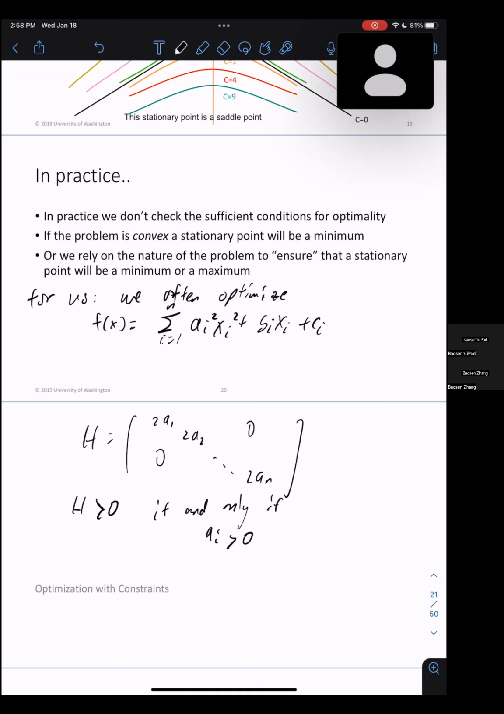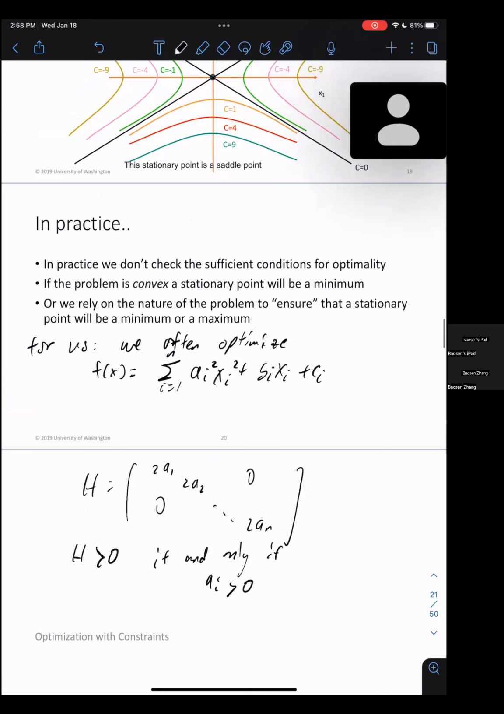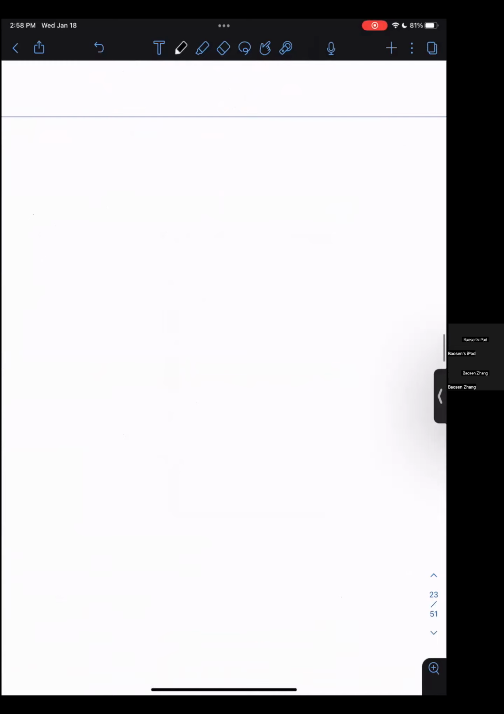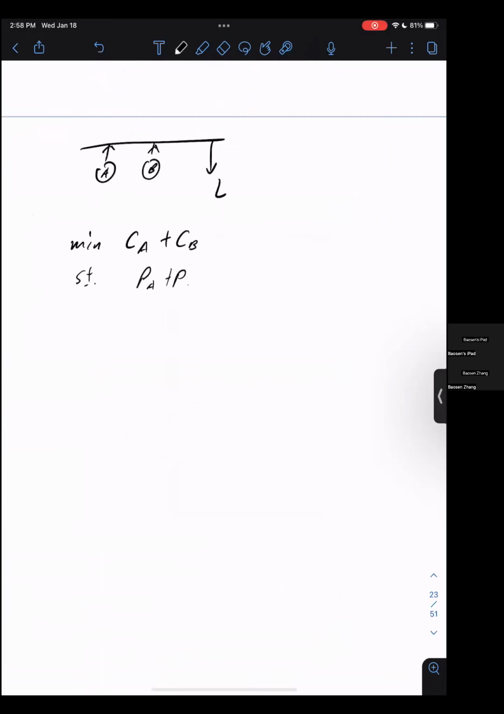Okay, so now we're getting to the fun part. The fun part is what happens when we have constraints, right? For power systems, we typically always have constraints. You remember the motivating example: I have some load, generator A, and generator B, and them to satisfy the load. So the optimization problem is to minimize the cost of generator A plus the cost of generator B, subject to the power you get being equal to this load.